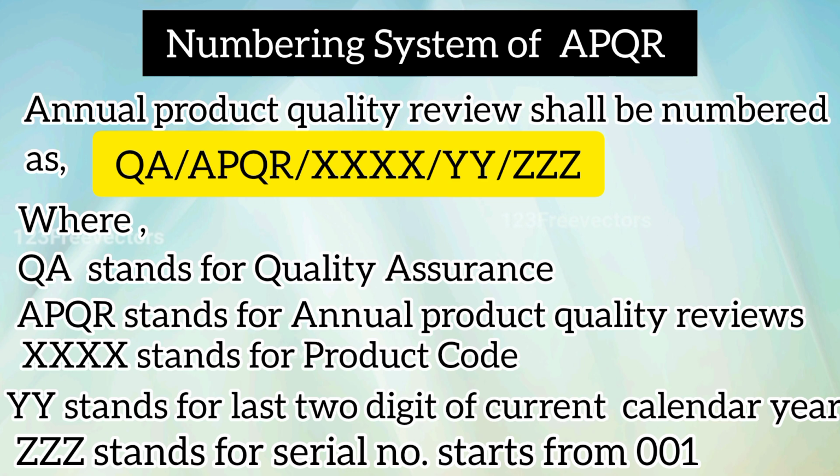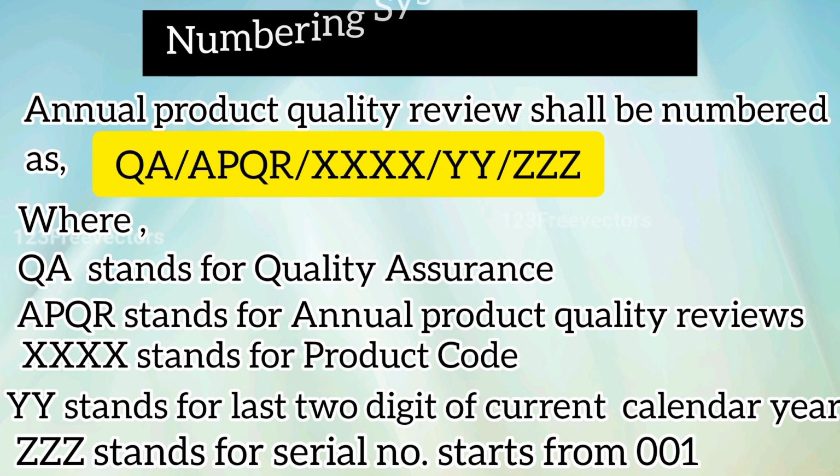Numbering system of APQR: Annual Product Quality Review shall be numbered as QA/APQR/4X/YY/ZZZ, where QA stands for Quality Assurance, APQR stands for Annual Product Quality Review, 4X stands for Product Code, YY stands for the last 2 digits of the current calendar year, and ZZZ stands for serial number starting from 001.